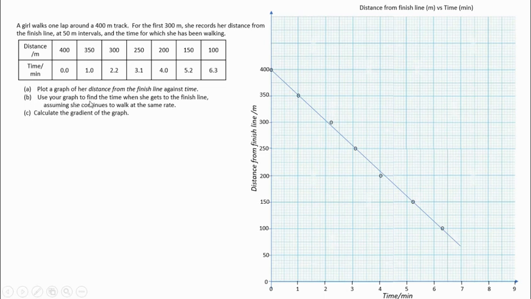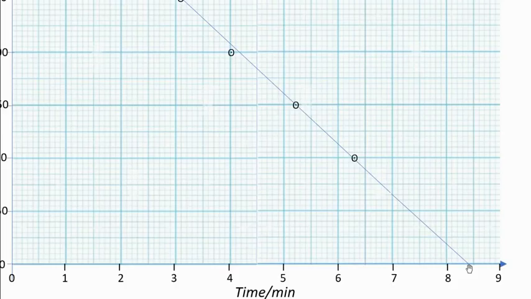Part B says use your graph to find the time when she gets to the finish line, assuming she continues to walk at the same rate. So the values from the table stop at 100 meters from the finish line. If she's walking at the same rate, then we're assuming that it's the same trend. So we can extrapolate, extend this line until we get to zero distance from the finish line. That would mean she's at the finish line.